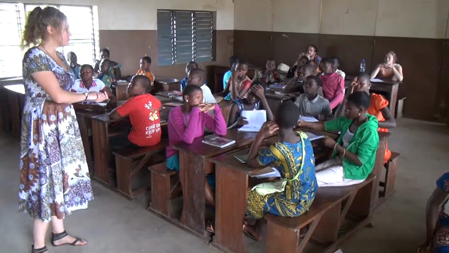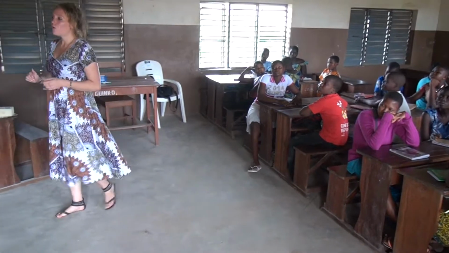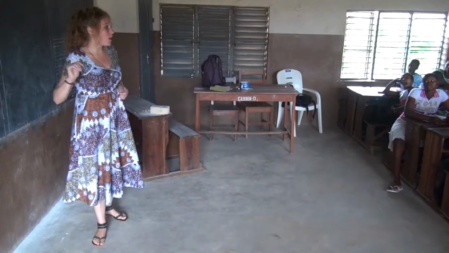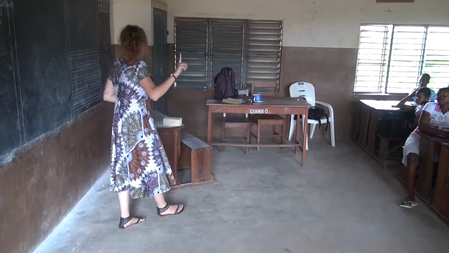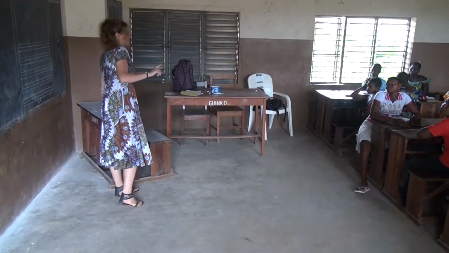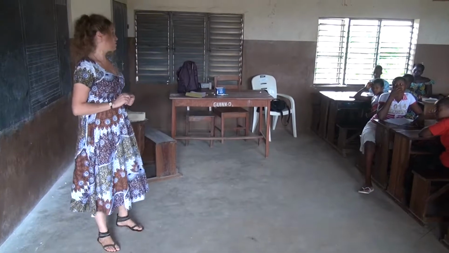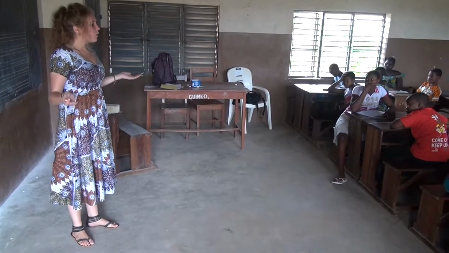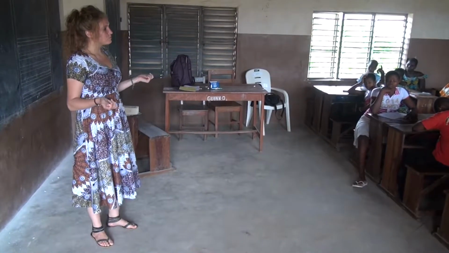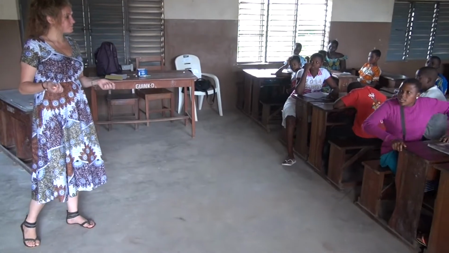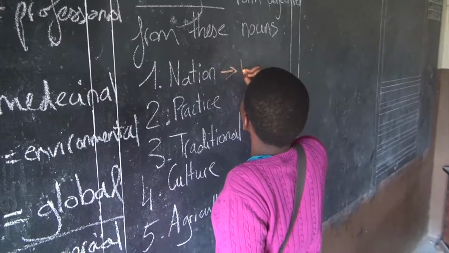Copybooks. Thank you. Activity 1. Form adjectives from these nouns. We will do number 1 together as an example, okay? So number 1, nation. What is the adjective for nation? Yes? Nation. National. Very good. Can you come write?